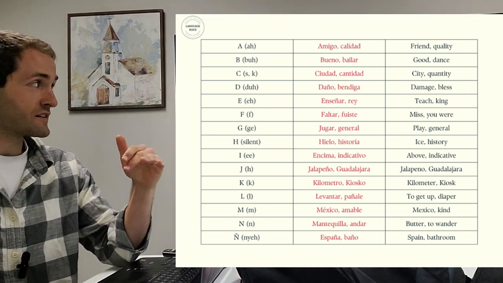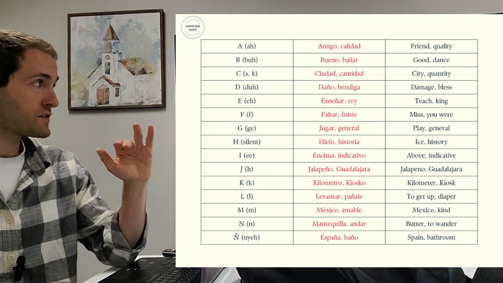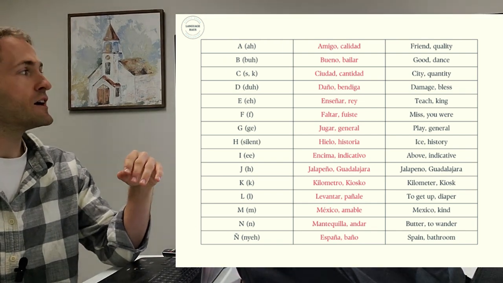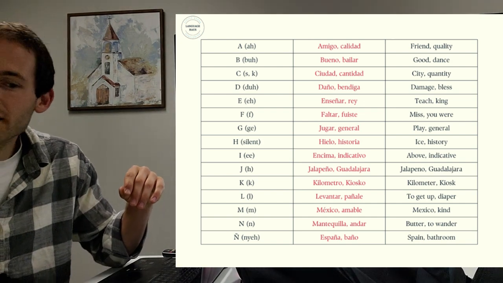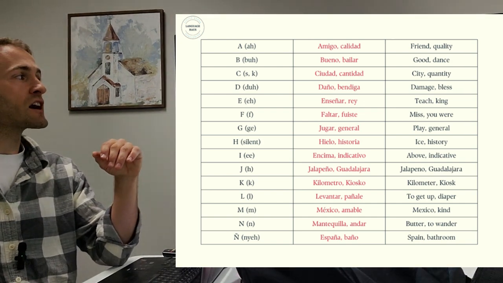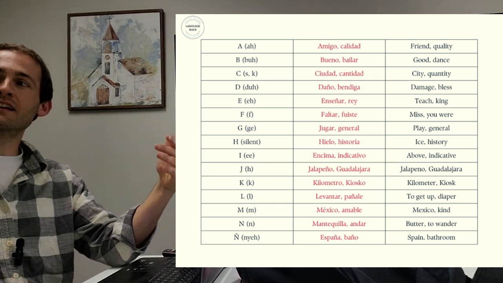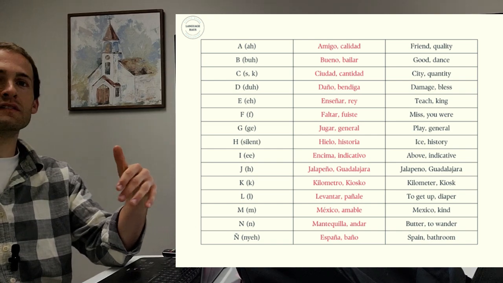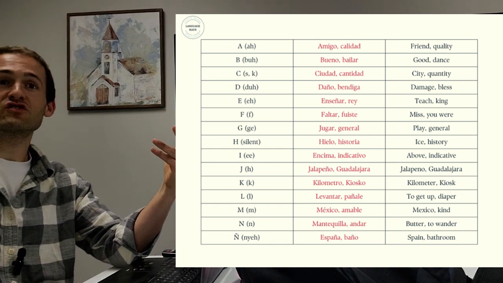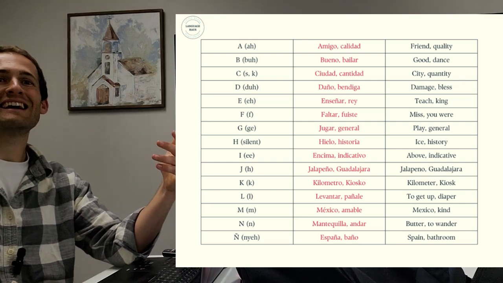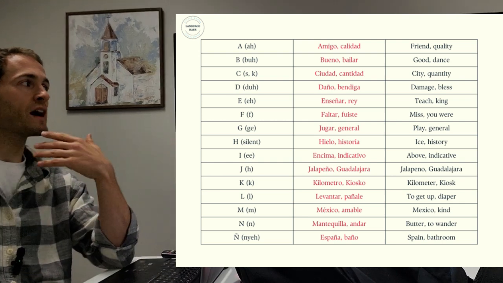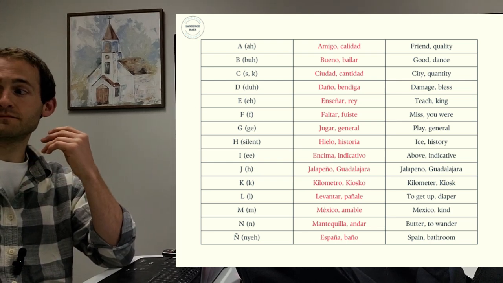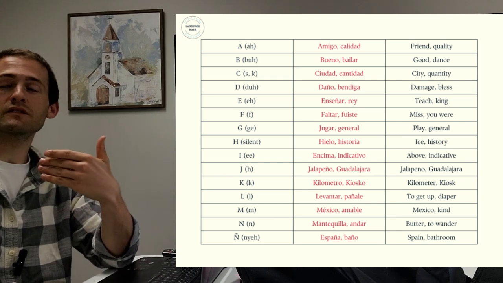So on that E again, they're everywhere you see that: enseñar, rey. So expect that E pronunciation. Faltar, fuiste, at the end it's that E sound. Jugar. We haven't gotten down to the J yet, but J makes the H sound in Spanish. So jugar, general. You'll find that some countries, some nationalities, say G more like a firm G sound.